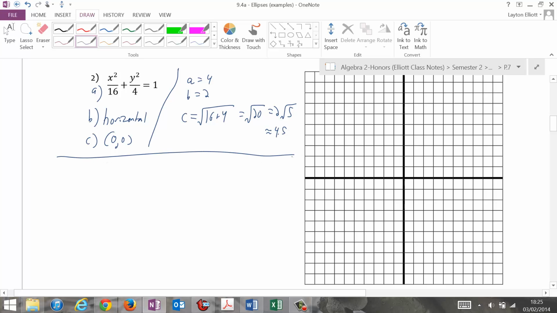Let's put the little break line down again. I'm going to plot what I know, center at 0, 0. And this time I'm going right 4 and left 4. And then I'm going to go up 2 and down 2. And I'm going to label these V's here and label these M's.